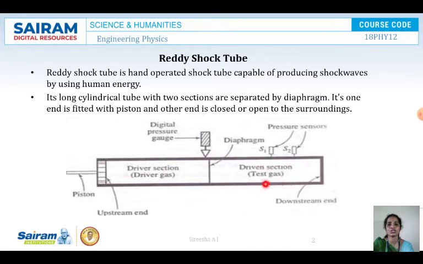A Reddy shock tube consists of a long cylindrical tube with two sections separated by a diaphragm. One end is fitted with a piston and the other end is closed or open to the surroundings. Here you can see the construction of a Reddy shock tube.